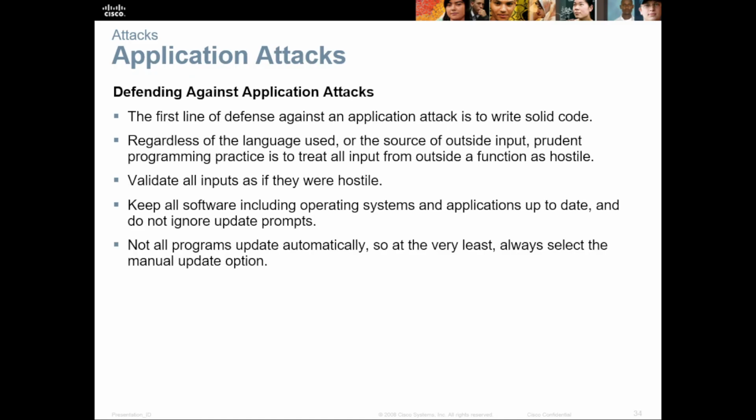Defending against application attacks. The first line of defense against an application attack is to write solid code. Regardless of the language used or the source of inputs outside the function, prudent programming practice is to treat all inputs from outside a function as hostile, so validate all inputs as if they were hostile. Keep all software, including the operating system and applications, up to date, and do not ignore update prompts. Not all programs update automatically, so at the very least, always select the manual update option.